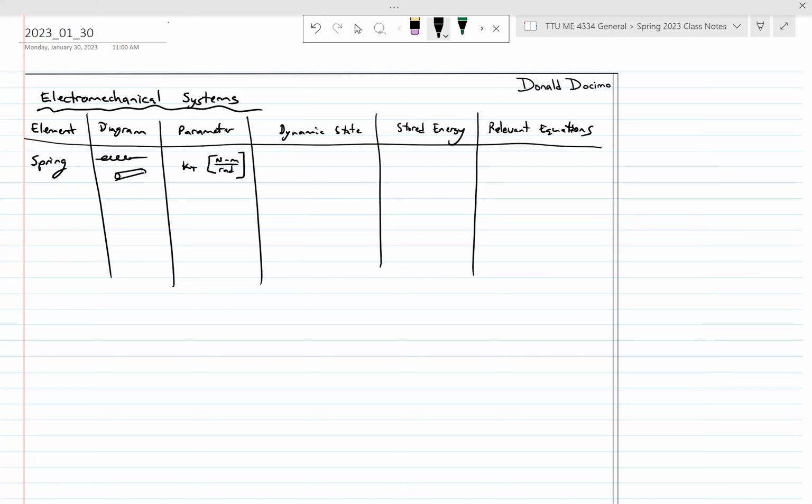Our dynamic state or our stored energy, either one of those, what do you guys think that would be for a torsional spring? Right, what type of energy will we be dealing with here? I heard somebody whisper it over here. Potential energy, right? And so what do you think that would have the form of here? Going off of what we have already. One half MGH for a spring. One half KT, even though sometimes I'll just use K.